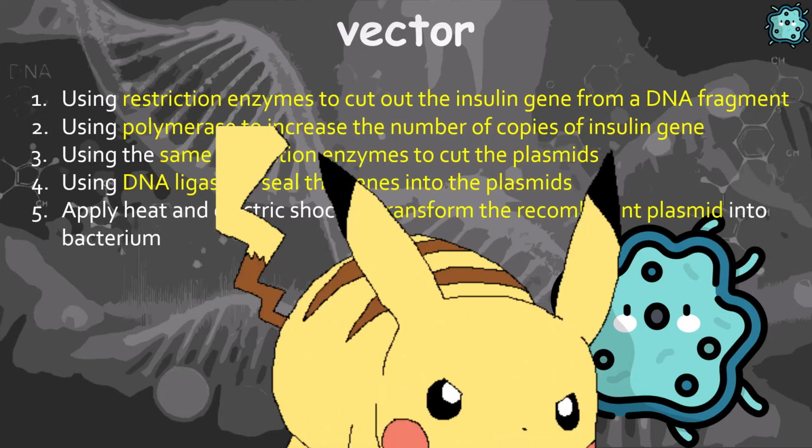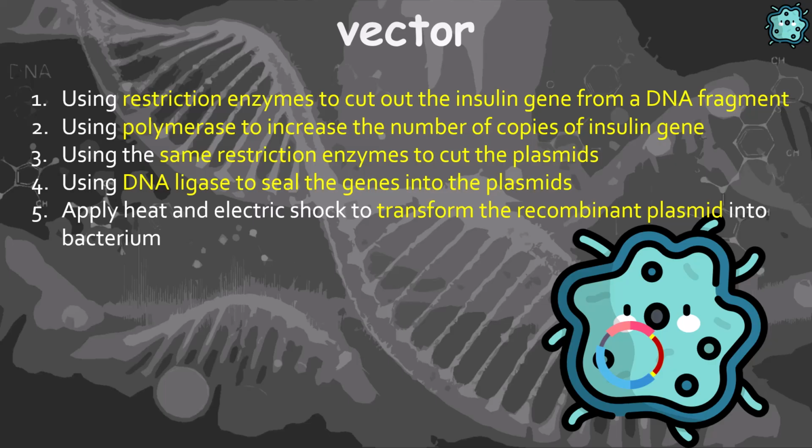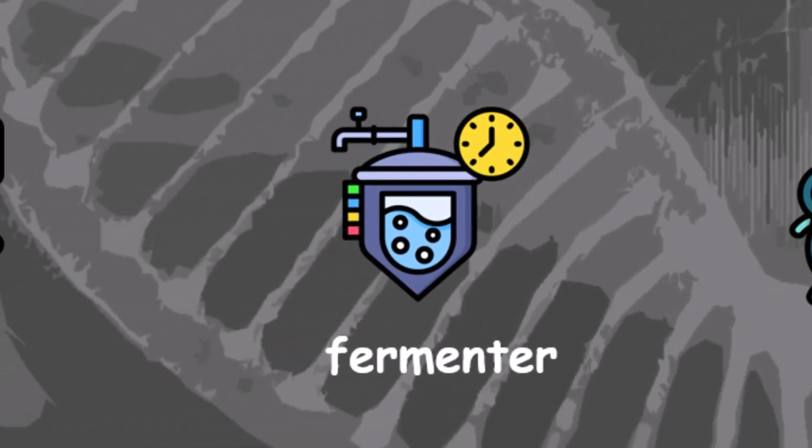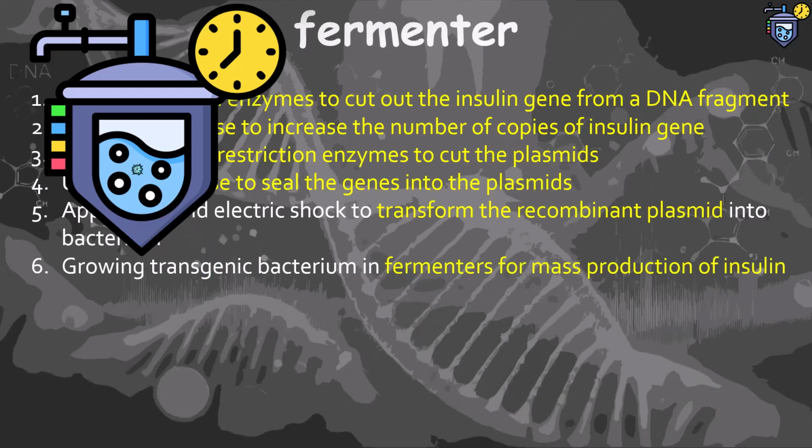To insert the plasmid into a bacterium, heat and electric shock are applied. This process is known as transformation. Once bacteria with successful transformation are identified, it is time to grow them in fermenters. Fermenters are tanks where the growing conditions can be optimized for bacterial growth. The more bacteria with insulin genes there are, the more insulin can be produced and harvested.